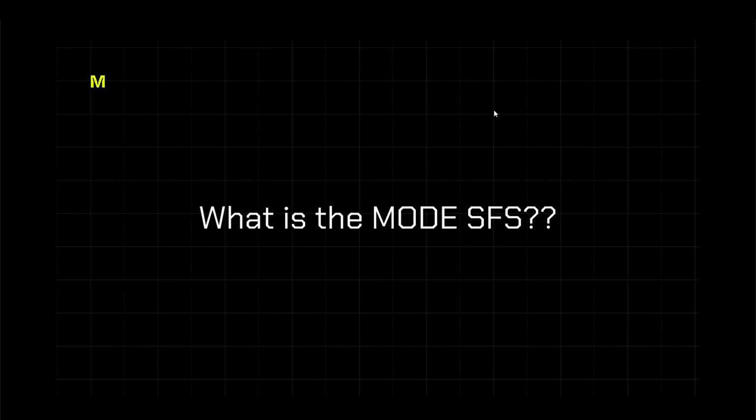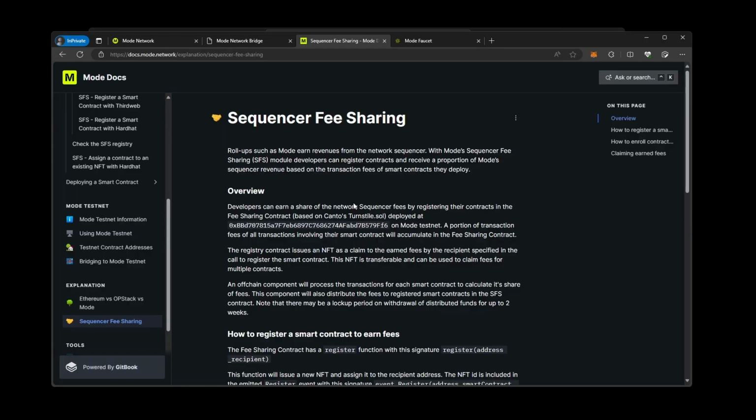But first, what exactly is the Mode SFS? SFS stands for sequencer fee sharing, and it is a way for developers who deploy to the Mode network to earn a share of the transaction fee that it costs to interact with the smart contract. So if you deploy a smart contract to the Mode network and you register it in the SFS, for every transaction that is involved when people interact with your smart contract, you get some form of revenue from that. And that is awesome.